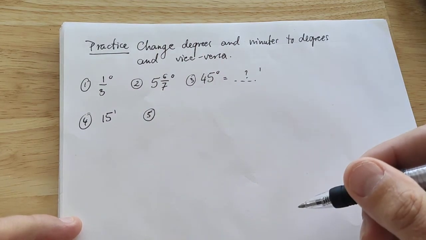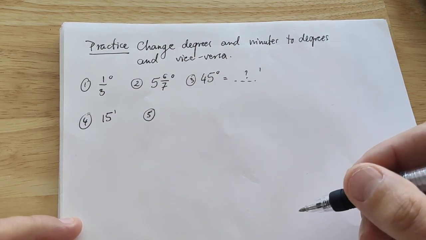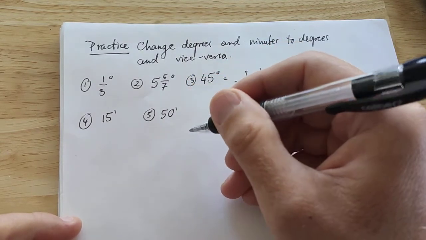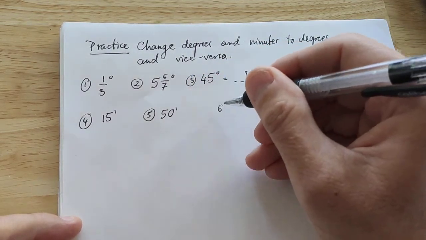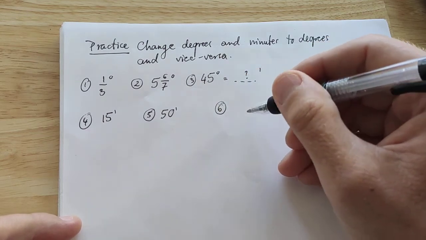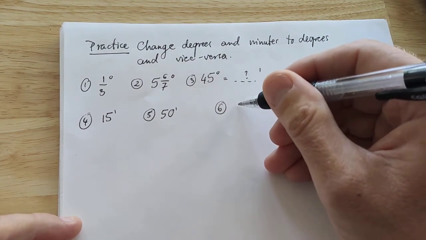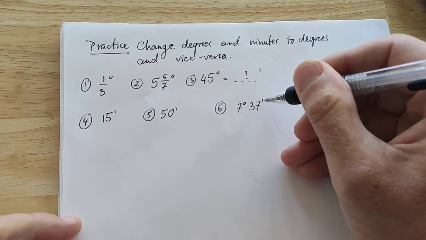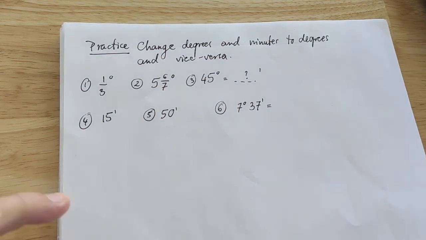Then we have 50 minutes, 50. And the last problem, problem 6, 7 degrees and 37 minutes. Okay, we need to figure out what this is in degrees. Alright, so pause the video, figure it out, and come back and check your answers.